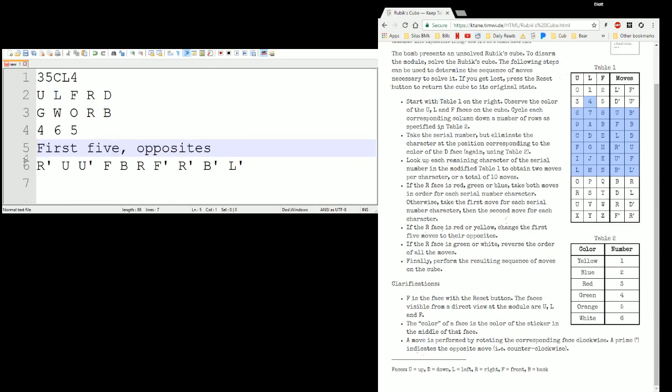But we have this part to deal with. The first 5, we want to do their opposites. Their opposites would be changing them from clockwise to counterclockwise. So if it's a prime, we get rid of the prime. If it's not a prime, we add a prime. So this becomes R, U prime, U, F prime, B prime. Just the first 5. This is our solution.